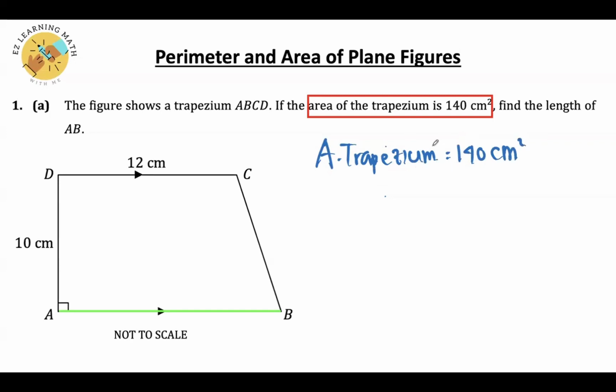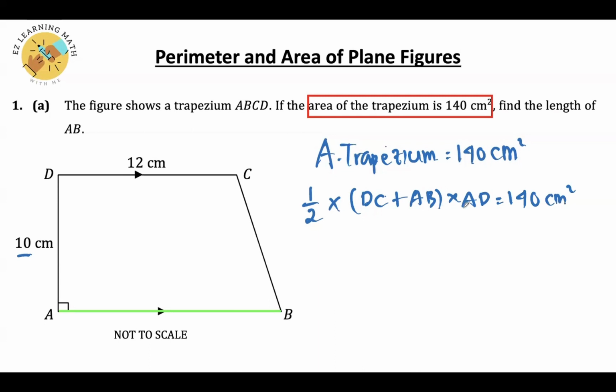Okay, next, let's write the formula to find the area of trapezium. The formula to find the area of trapezium is 1 out of 2 times the sum of two parallel sides of trapezium. So here, we can see that the two parallel sides are DC and AB, so let's write them first. DC plus AB times the height of trapezium. The height of trapezium is the perpendicular distance between two parallel sides, which is AD.